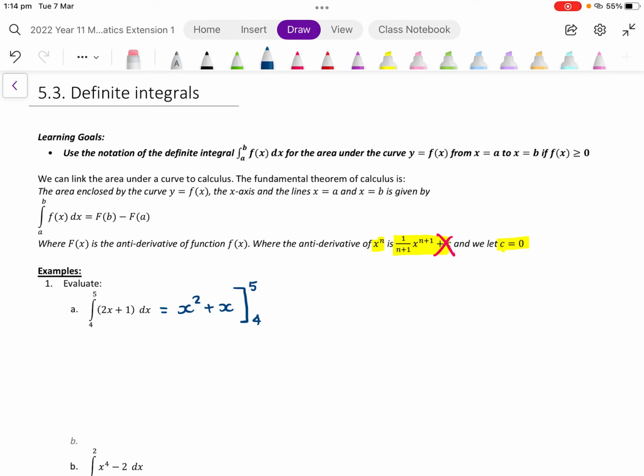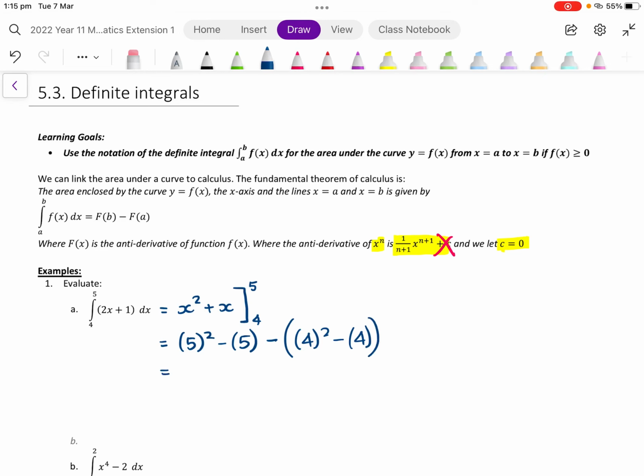What we then want to do is substitute in 5, minus when we substitute in 4 into our antiderivative function. So this will equal 5 squared minus 5, take away, and then we want to substitute our second value inside brackets because this minus will impact, so we'll have 4 squared minus 4.